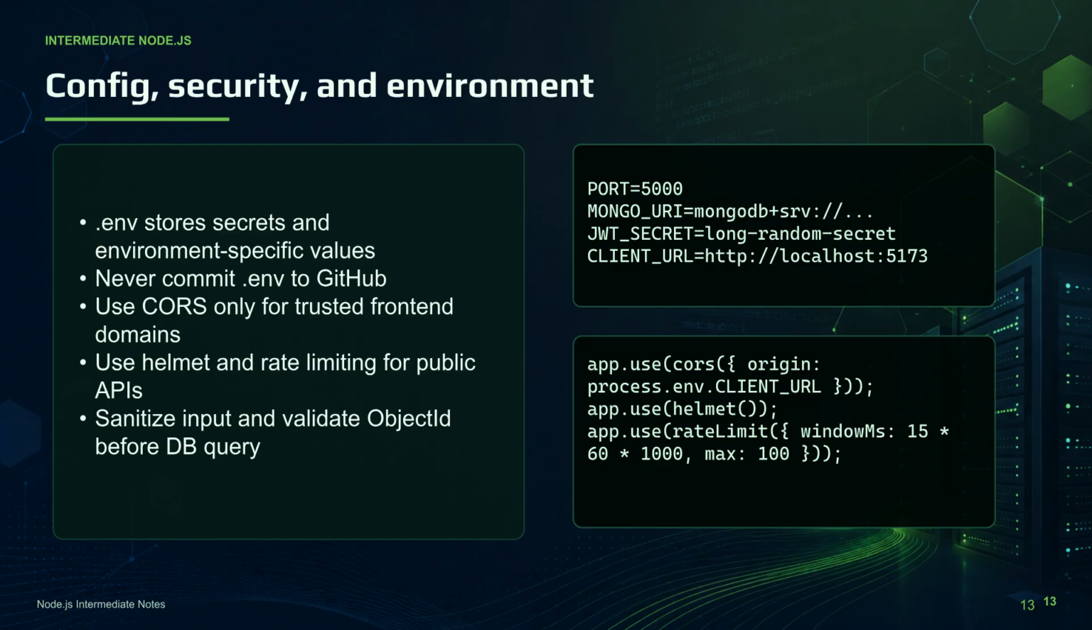Configuration and security go hand in hand. Use environment variables for secrets, and never commit your .env file to version control. Enhance your API security by using CORS for trusted domains, implementing Helmet, and adding rate limiting. Always sanitize inputs before running database queries.